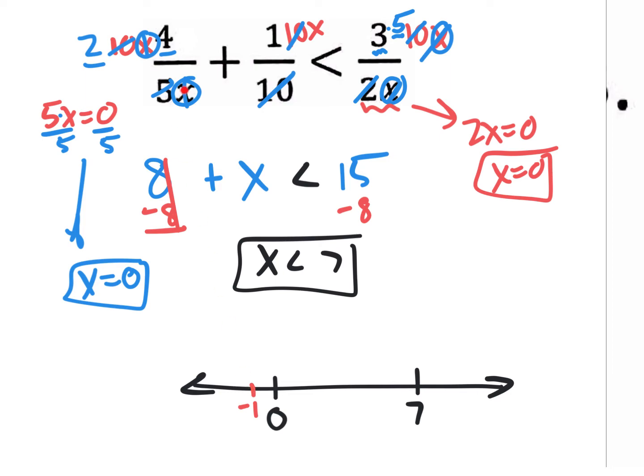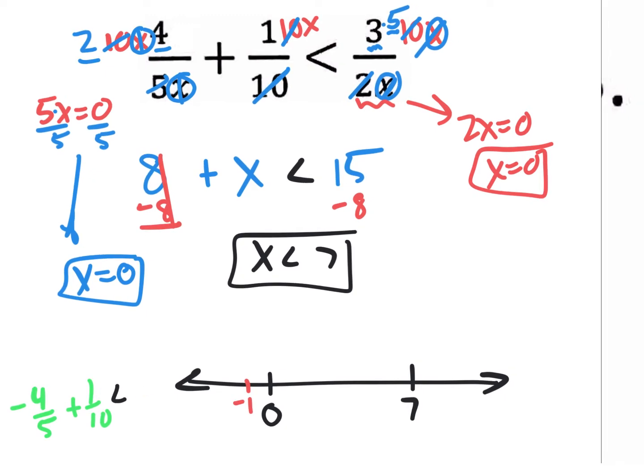When I plug in negative 1 right there, I want to get 4 over negative 5, which is the fraction negative 4/5. Okay, and then I need to add it with 1/10. And whatever answer I get there, it should be less than 3 over 2 times negative 1, because I'm plugging in negative 1. So that should be less than 3 over negative 2, that's really negative 1.5. So you could actually write that out, negative 1.5.